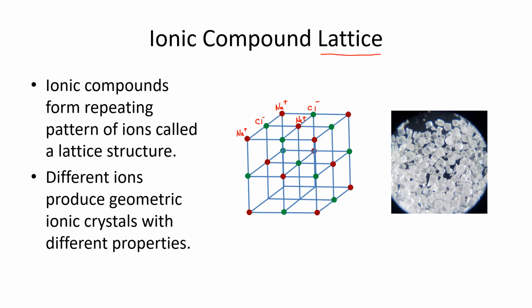Since it's all very uniform, there's a symmetry to it. You get these nice symmetrical crystals. This is a magnification of some salt crystals, which are made of sodium and chlorine stuck together. And so ionic compounds, as a solid, make these nice crystalline shapes due to that repeating pattern that we call a lattice.